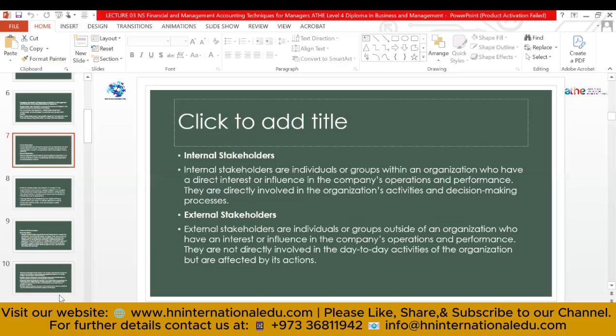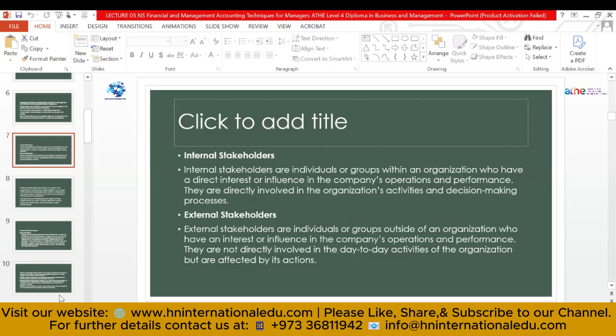Internal stakeholders, now these are the individuals or the groups within an organization who have a direct interest or influence in the company's operations and performance, who is directly keen towards your company to know each and everything. They're directly involved in the organization's activities and decision-making process. They actively take part in each and everyday processes too.